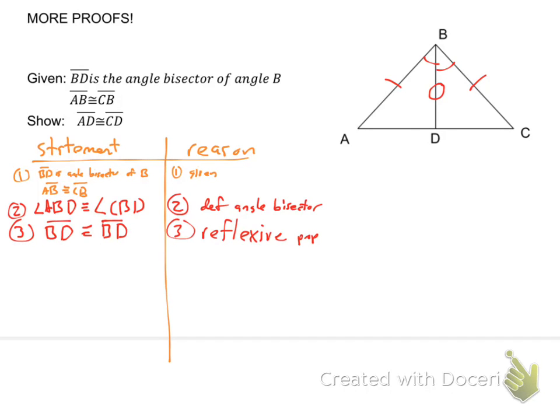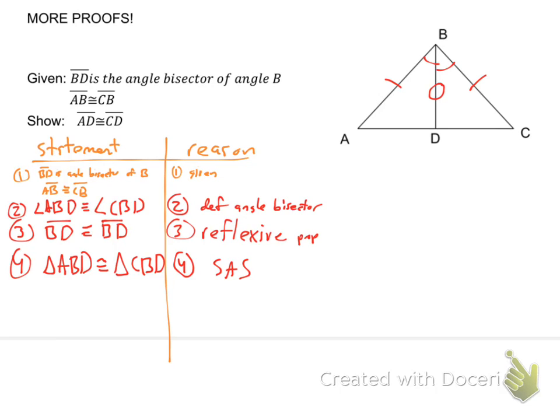So what are my triangles? 4. Triangle ABD is congruent to triangle CBD. What's the reason? Side, angle, side.